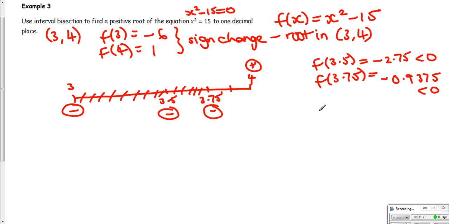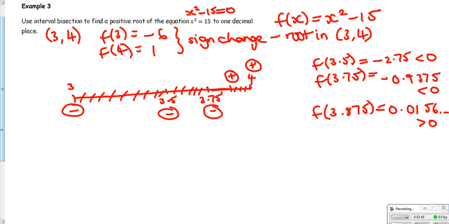Halfway between these would be, again, if you can't think what it is, add the two endpoints together and halve it. That would be 3.875, halfway in between. And if you sub that in, it's just about positive, 0.0156 I got. It's greater than 0, so it's positive. So we know that the root is going to occur somewhere in this interval here.